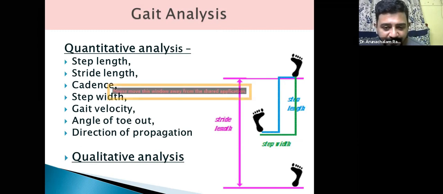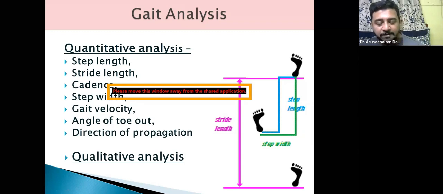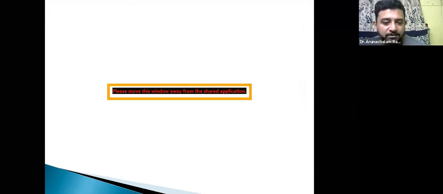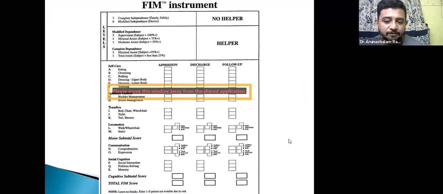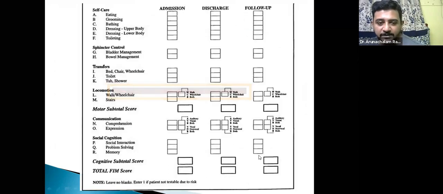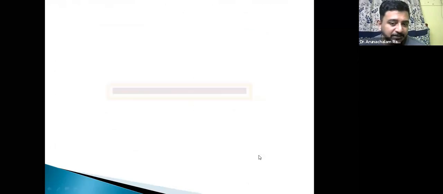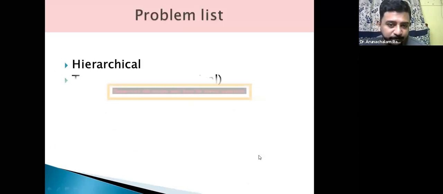You have festinating type of gait in Parkinson's. You have ataxic gait in cerebellar lesion. You have circumduction gait in the case of a stroke patient, where their hip flexors will be weak, because of which they will be using their abductors, and all these things will give you a clear idea. Finally, you have to go for a functional assessment using some tools, which is always better to give some numerical values, like the Barthel index or the functional independence measure.